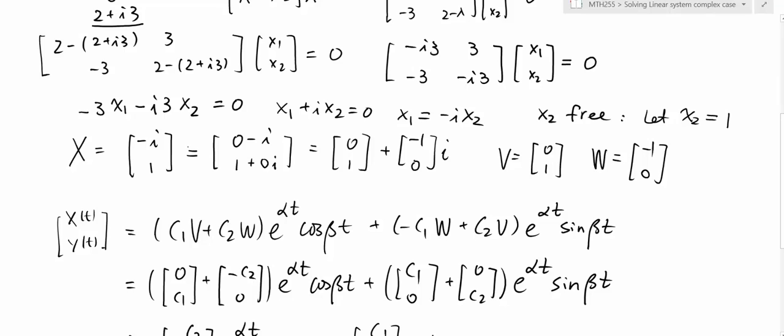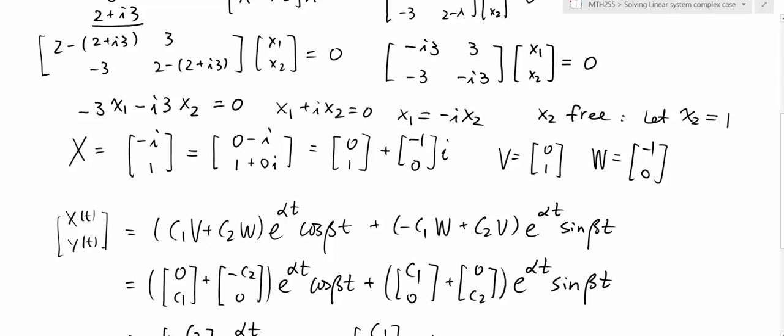Next step, we need to find the real and imaginary parts of this eigenvector. For -i, the real part is 0, and the imaginary part is -1. For 1, which is a real number, the real part is 1, and the imaginary part is 0. Now we take the real part, which is (0, 1), and the imaginary part, which is (-1, 0). These two vectors: the real part is called v, and the imaginary part is called w. We use these two vectors to find the general solution.